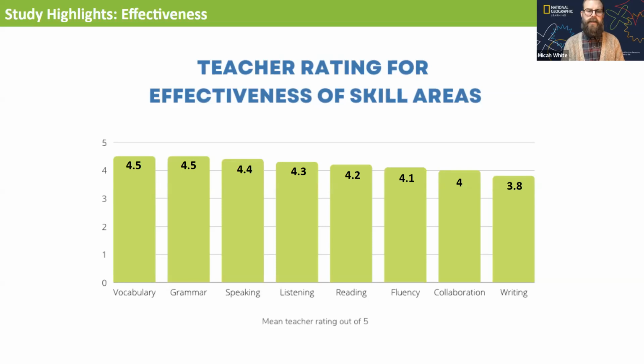We were interested in learning how effective Our World was in particular skill areas. So SEG Measurement asked teachers to rank the effectiveness of each skill area on a scale from 0, which is a very poor rating, to 5, which is perfect. And as you can see, the mean teacher rating was quite high for each skill area, with vocabulary, grammar, and speaking coming in with the highest marks.